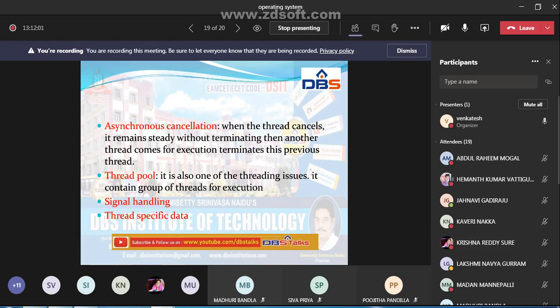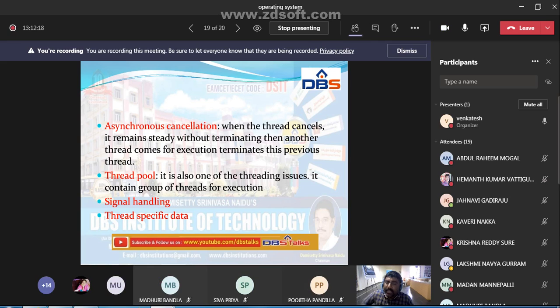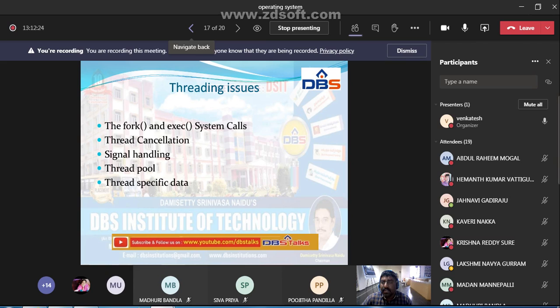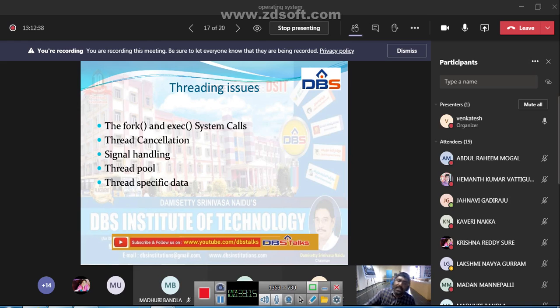Next one is thread specific data. Thread specific data means a particular thread uses the data of the process. Here data means a global variable, or a local variable of a process. All these are the various threading issues. First one is fork and exec system call, next is thread cancellation, next is signal handling, next is thread pool, and the next one is thread specific data. These are the threading issues.